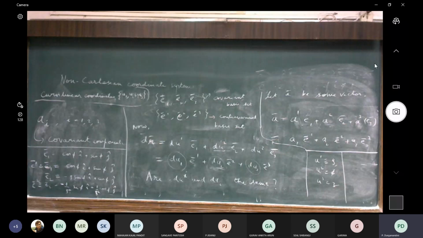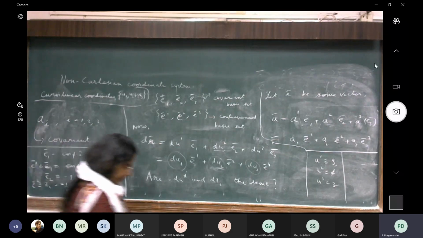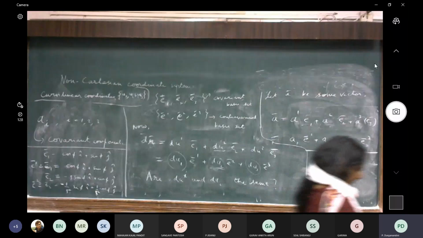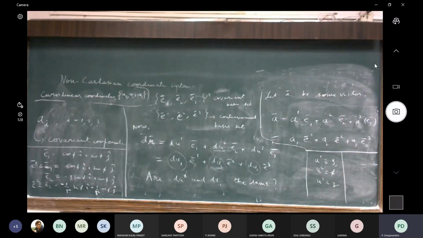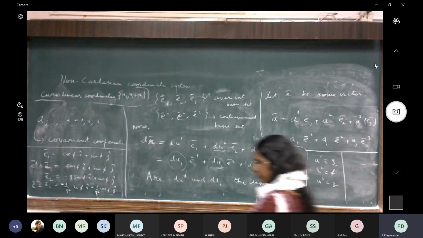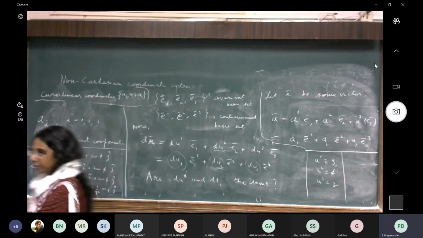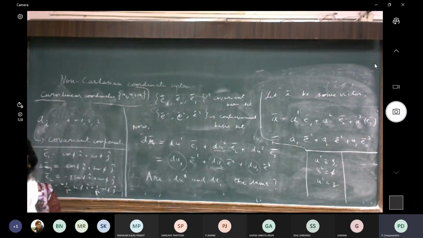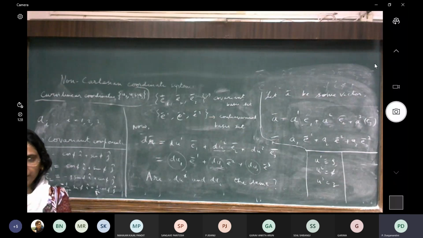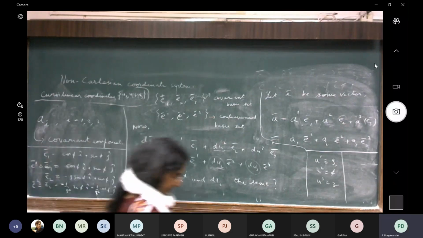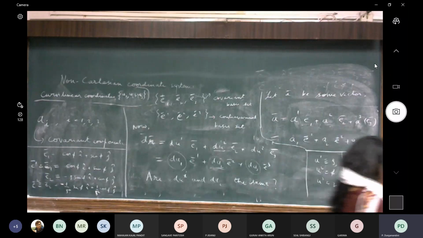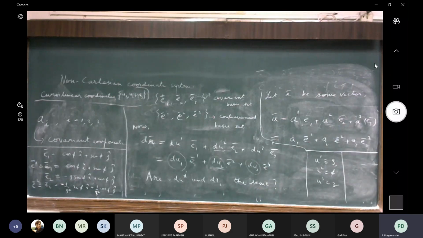Why do I need to go into these kinds of curvilinear coordinate systems? One reason is that even in our usual physics, for example in quantum mechanics, when I want to solve the hydrogen atom problem, because of the spherical symmetry it is more convenient to use a spherical polar coordinate system rather than a Cartesian system, because it makes the calculations much easier. So symmetry considerations often force you to use curvilinear coordinate systems.